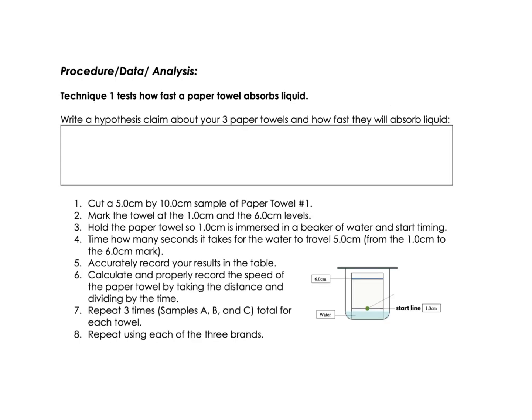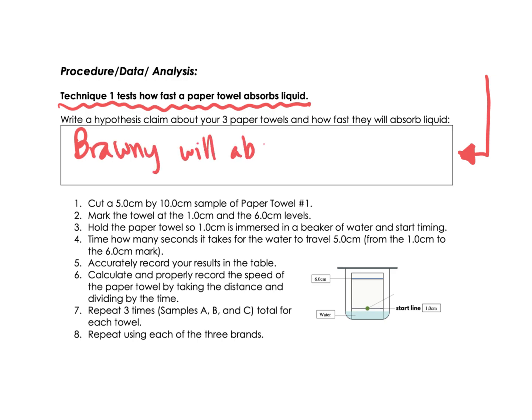All right, so the next thing that we did is we took a look at technique number 1. Technique number 1 tests how fast a paper towel will absorb liquid. Okay, so the speed of absorbance. And what we asked people to then do was go ahead and make a hypothesis about those 3 paper towels and how fast they will absorb liquid. Just based on the name, I'm going to say Brawny will absorb better than the other 2.